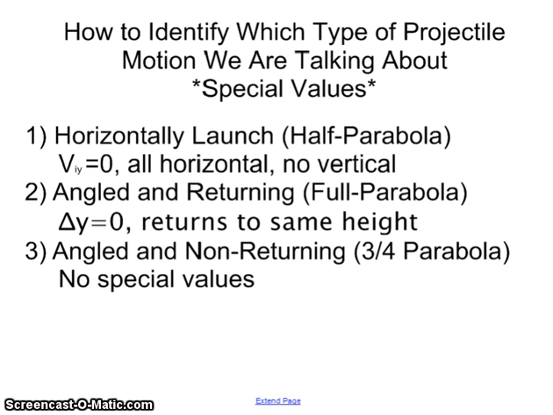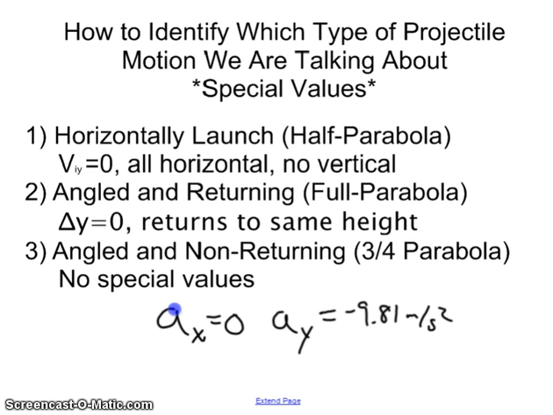But for all of these, because there is something that is implied, the fact that they are projectiles, because we're talking about projectile motion, we cannot forget that for each and every single one of them, our acceleration in the x direction is 0, and our acceleration in the y direction is negative 9.81 meters per second squared. And this is because in order to be a projectile, there must only be gravity that is affecting it. And those are how to identify it.